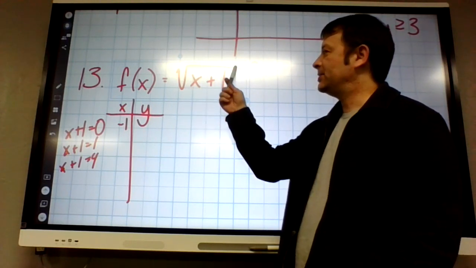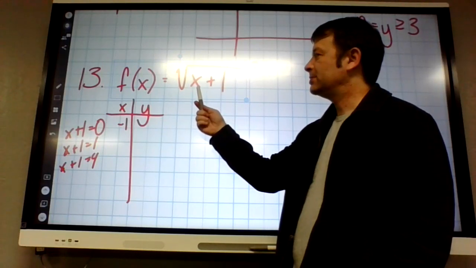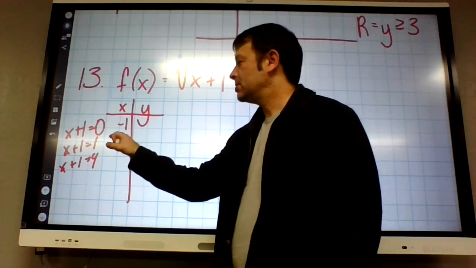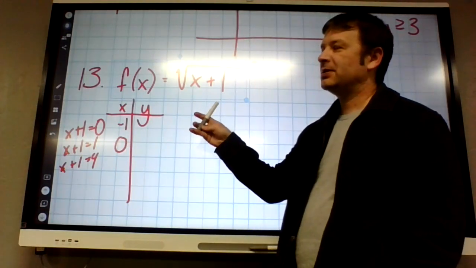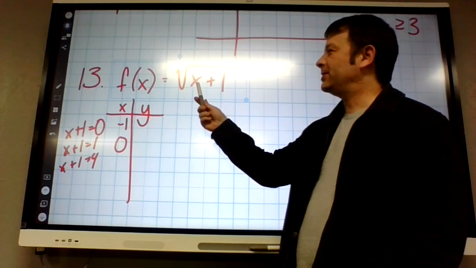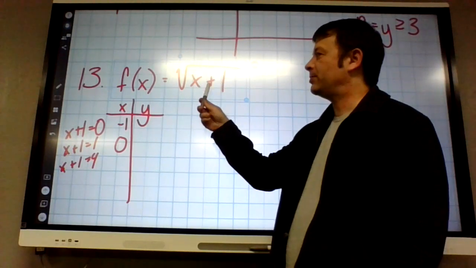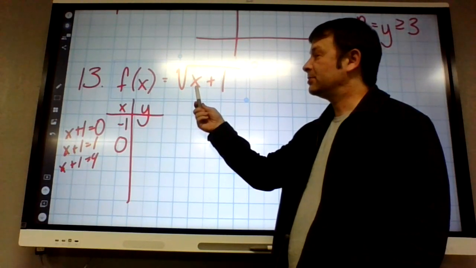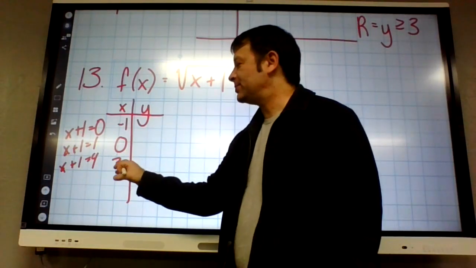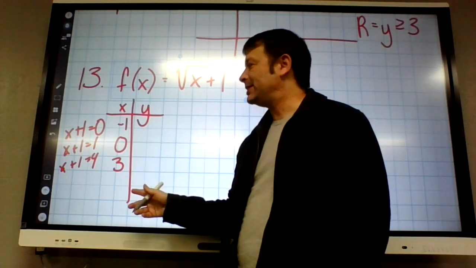What x value do I need to plug in to make this equal to 1? I heard somebody whisper very hesitantly, 0. It's not a trick question. Okay, what x value do I need to plug in to make this equal to 4? Because these have square roots, right? 3. Now, do you have to use these 3? No. But they're going to come out nice and pretty.